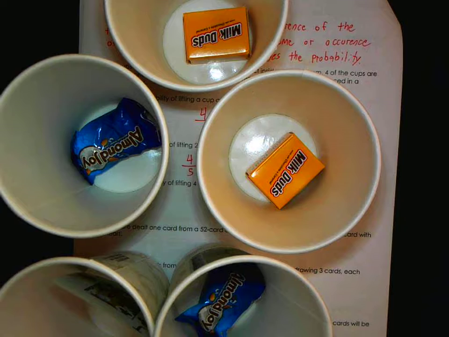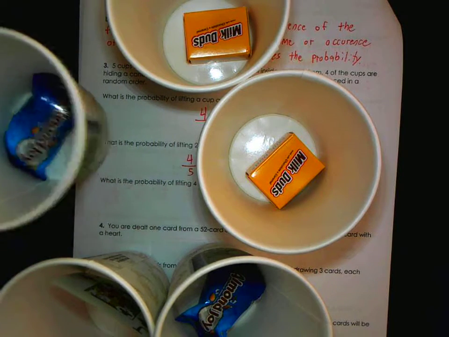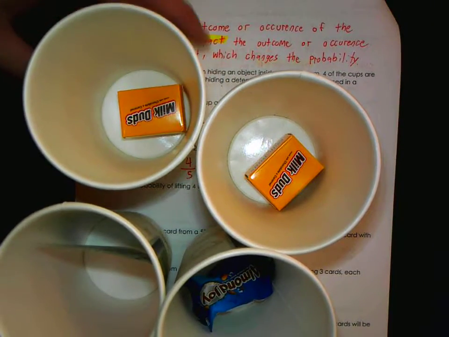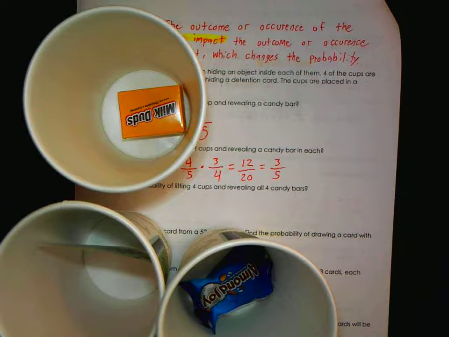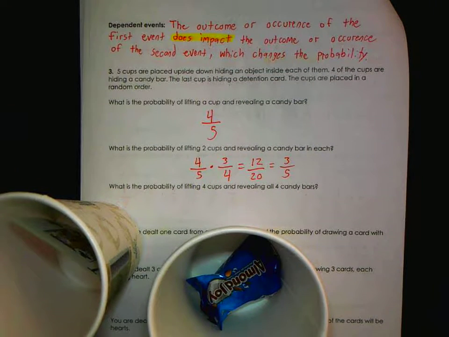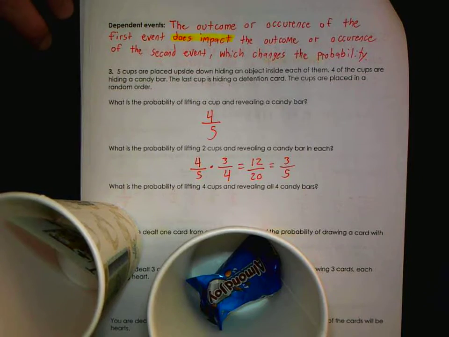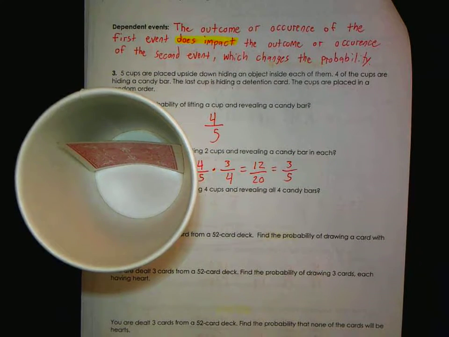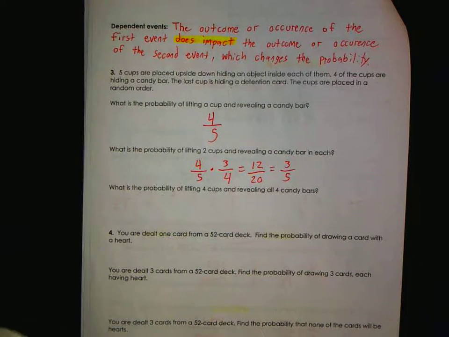Well, the first time getting a candy bar was 4 out of 5. 4 candy bars out of 5. Now there's only 3 candy bars out of 4. Now there's only 2 candy bars out of 3. Oop, I don't want that one. And then now there's 1 out of 2 with candy bars. And then your hope is that you don't have the detention card, that you don't grab that.